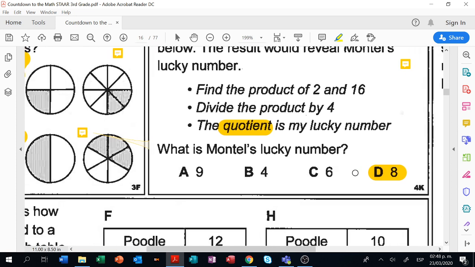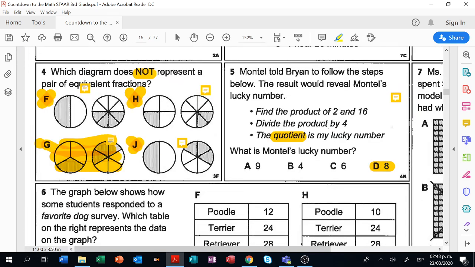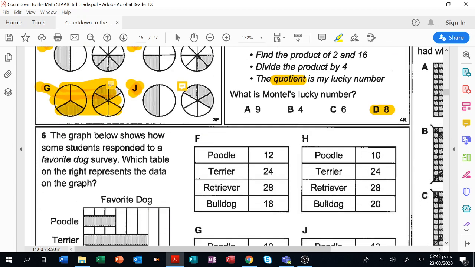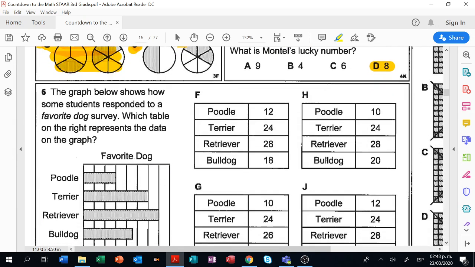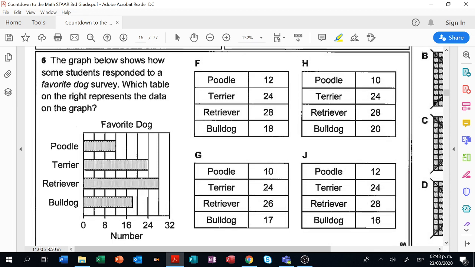Question number 6, right here. It's a bit bigger, so I'm going to make my screen a bit smaller for you. Oh, I love these questions, and I know some of you love them too. The graph below shows how some students responded to a favorite dog survey. Which table on the right, so we have 4 options, represents the data on the graph? Okay, I like these questions again, as I told you.